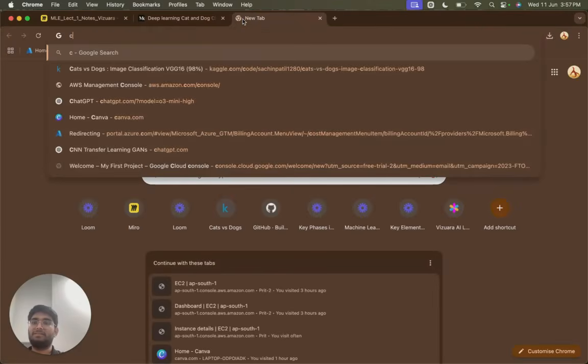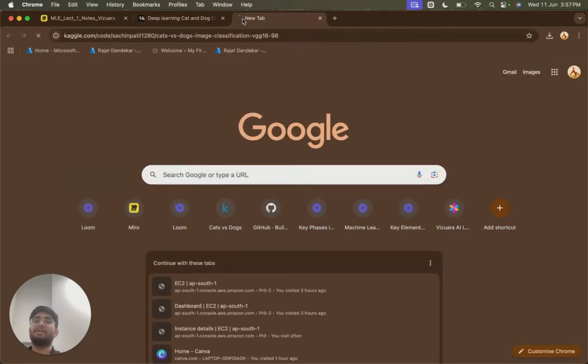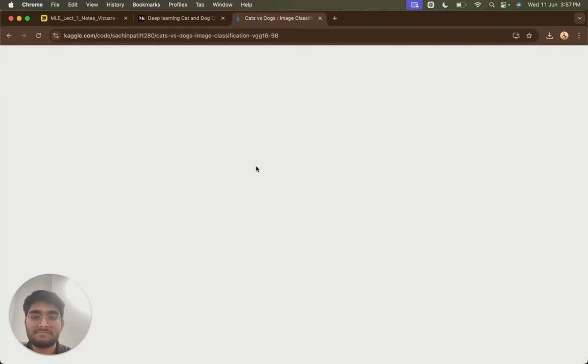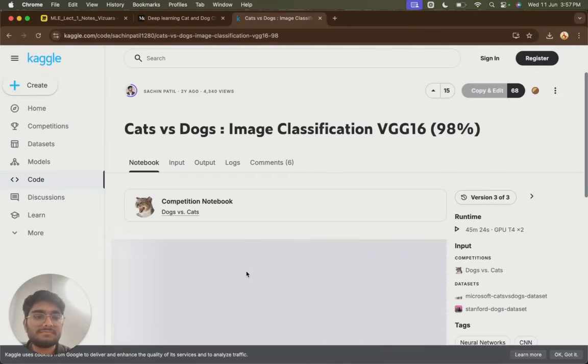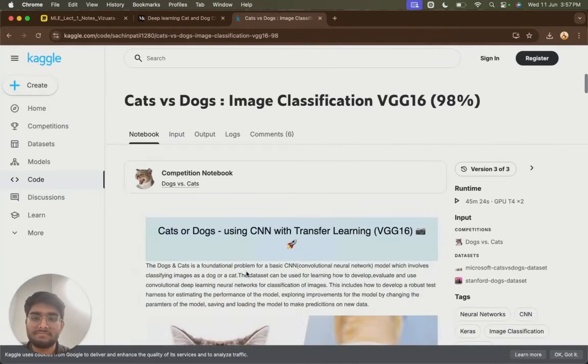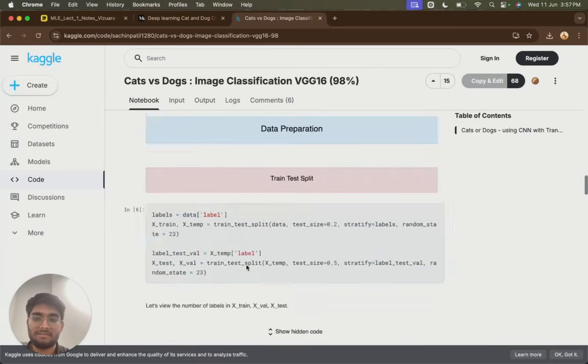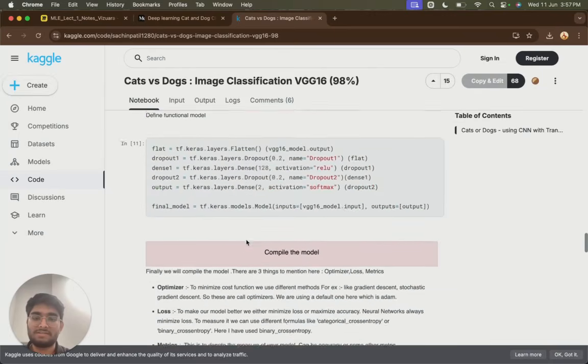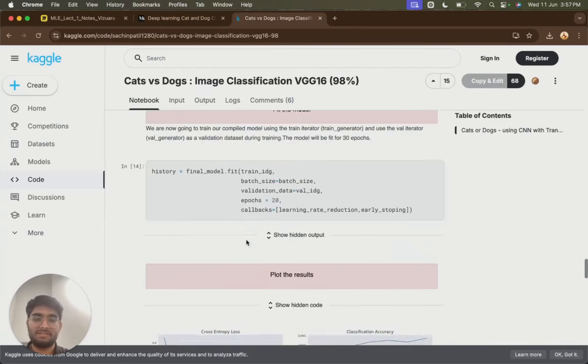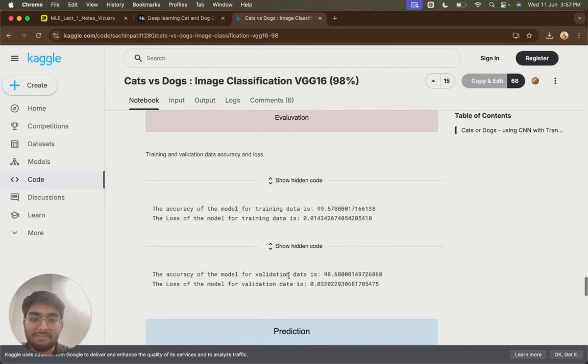Then they look for a Kaggle notebook on cat versus dog. Then they see this code already written, which has 25,000 images, and the validation accuracy is 98.68, which is very good. It's almost equal to 100. No, it's near to 100, but they think 98.68 is very good accuracy.